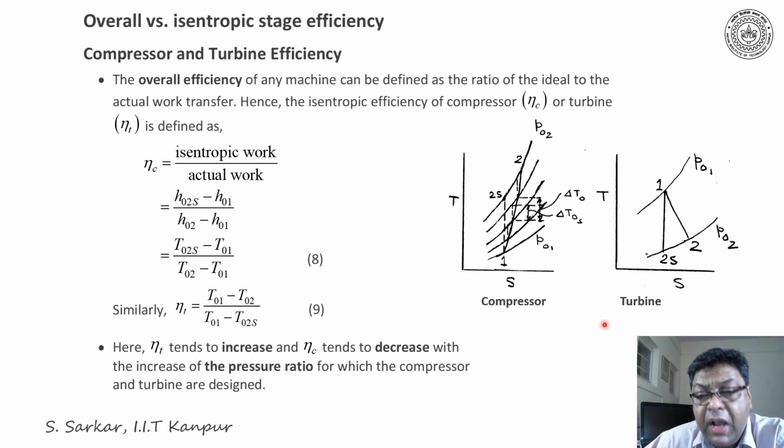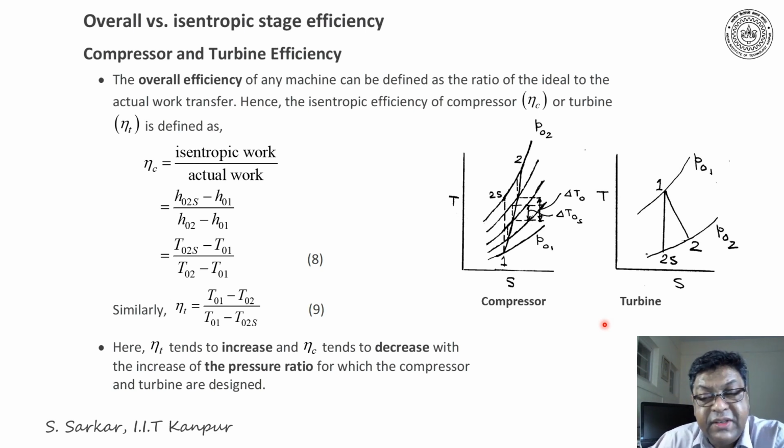Similarly, for the turbine, the pressure drop has been indicated in the TS diagram, where 1, 2 represents the actual process, where P01 is the inlet pressure and P02 is the exit pressure from the turbine, and 1, 2s indicates the isentropic process.